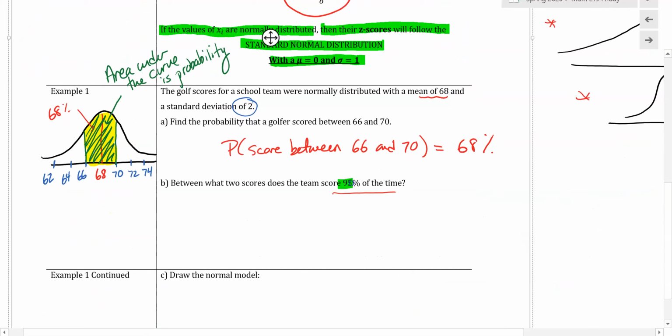So if I'm looking for the 95% marker, I know that I need to go 2 standard deviations left and right of my mean. Again, a standard deviation is a score of 2 points. So there's one standard deviation, there's another. Let's go left 2 standard deviations: 1 standard deviation, 2 standard deviations. So this highlighted green region contains 95% of my data.